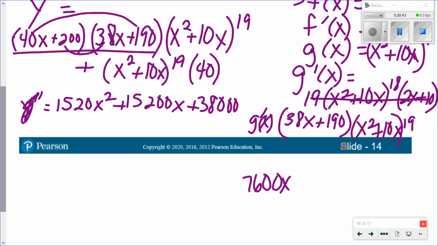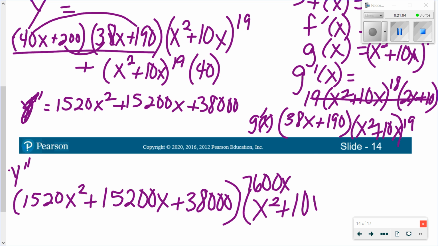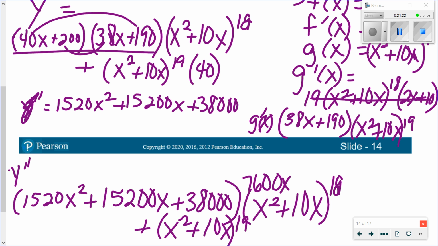Okay, so we're going to have y double prime equal 1520x squared plus 15,000x plus 3,800 times x squared plus 10x to the 19th power plus, sorry, that should have been 8, plus x squared plus 10x to the 19th times 40, and I'm going to throw the 40 out in front. That would be your final answer.